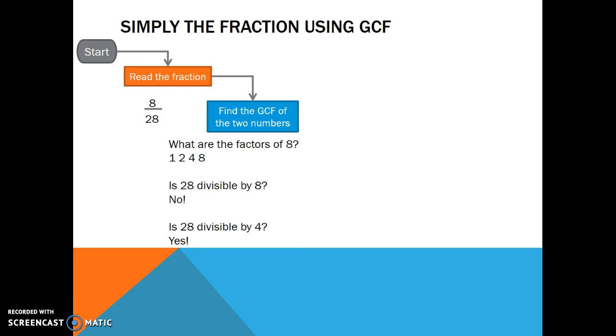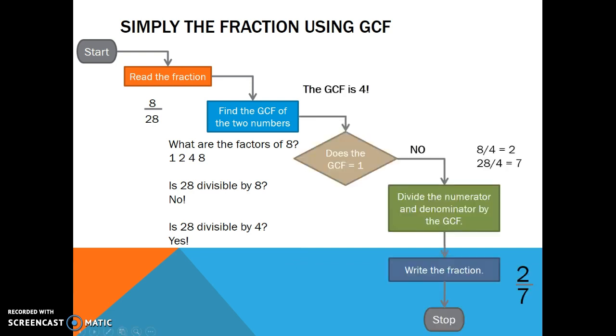So we go to the next greatest factor, which is 4. And we ask ourselves, is 28 divisible by 4? The answer is yes. So we will divide both the numerator and the denominator by 4, and we get 2 in the numerator and 7 in the denominator. 8 divided by 4 is 2, 28 divided by 4 is 7, and so our final fraction is 2/7.